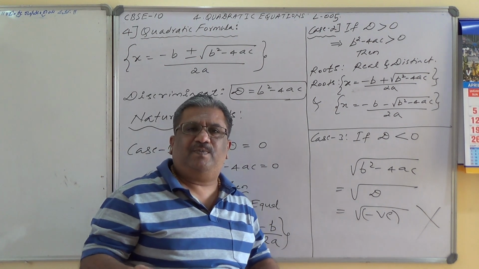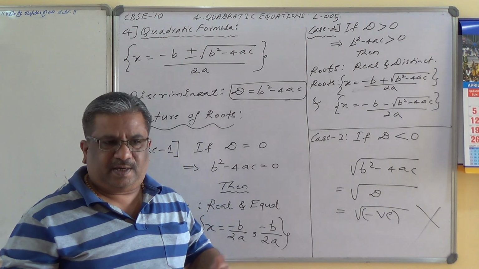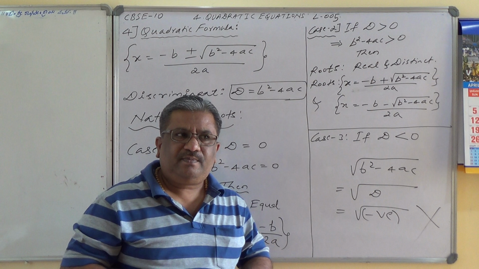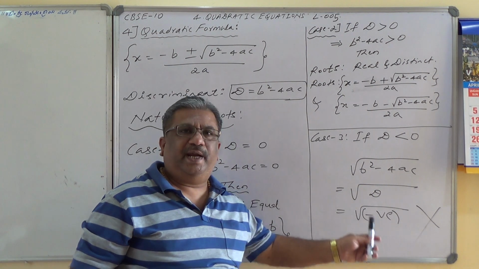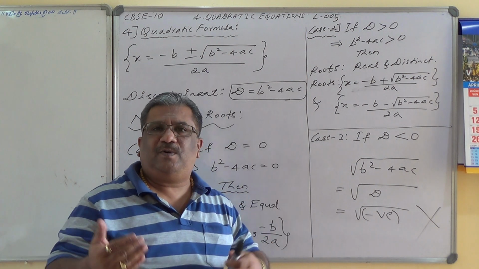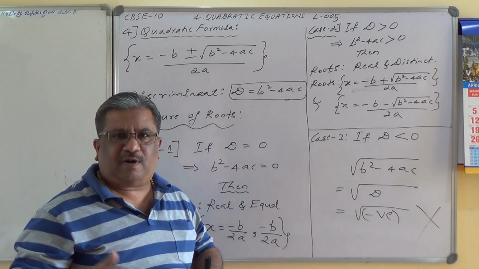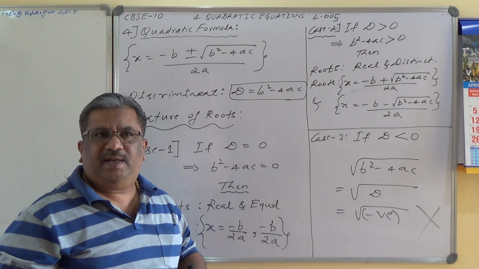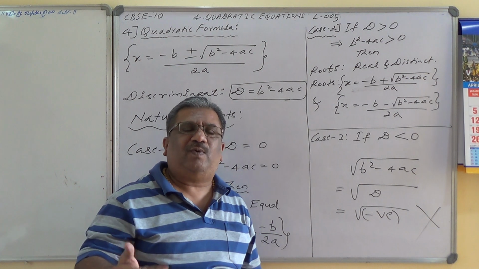Check whether it is possible to find out the square root of a negative number. Not possible. Check with your calculator also. It shows error. The meaning here is that under root of negative numbers is not possible to obtain. Meaning real roots do not exist. Means what? Real numbers do not exist for x. So in that case, what are the roots?